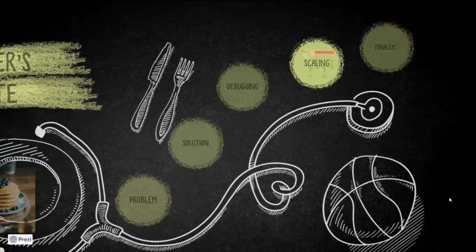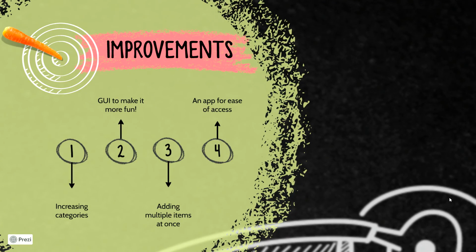Now, scaling. Improvements that I could make for this. There are a bunch, but the first thing I'd want to do is increase categories, so make it more than just sweet and non-sweet, and really become more distinctive about the food options that are being offered. Create a GUI to make it a lot more fun. Right now, it's very text-based, but even if it had an interactive pop-up and it was more, oh, I can click this button and then this button instead of just type, type, type, I feel like that would be a little bit more engaging for a 7-year-old.